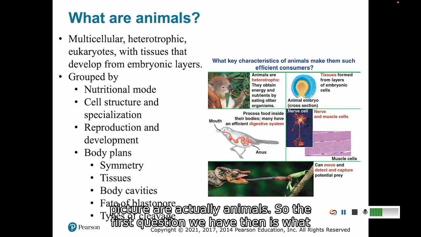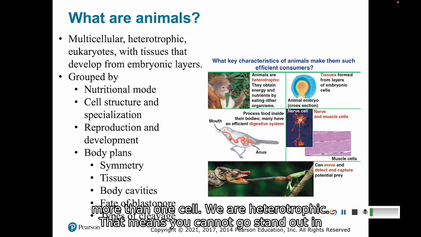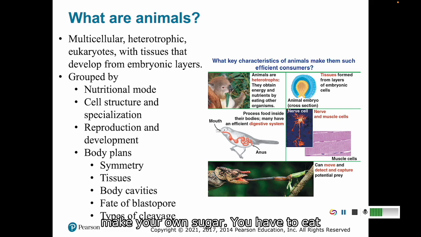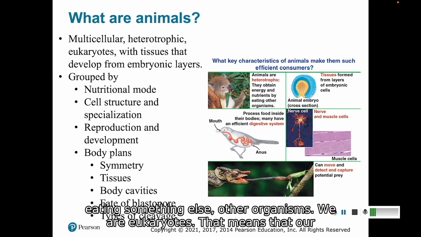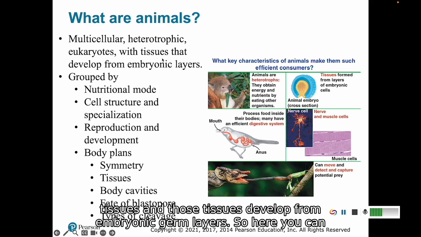So the first question we have then is, what makes something an animal? Animals are multicellular. That means we are made of more than one cell. We are heterotrophic. That means you cannot go stand out in the sun, breathe in some carbon dioxide, and make your own sugar. You have to eat something. Just like here, we have to get our energy and our nutrients by eating other organisms. We are eukaryotes. That means that our cells have a nucleus. Animals have tissues. For the most part, animals are made of tissues, and those tissues develop from embryonic germ layers.